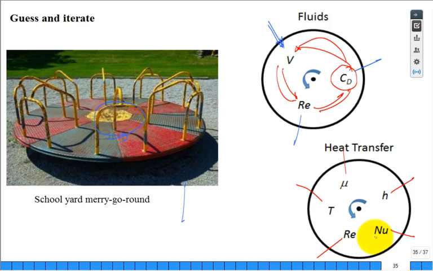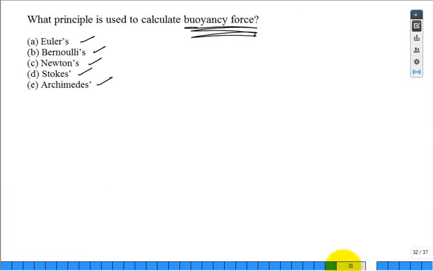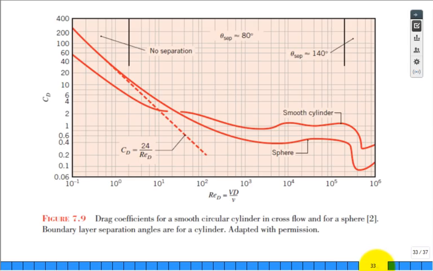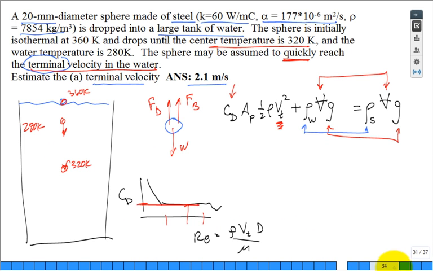So let's go back to our problem. See what I'm talking about? That sphere curve was pretty flat in there. I would just grab 0.4, 0.6, 0.5, something in there and start. That's that part. Let's go to the next part, part B.